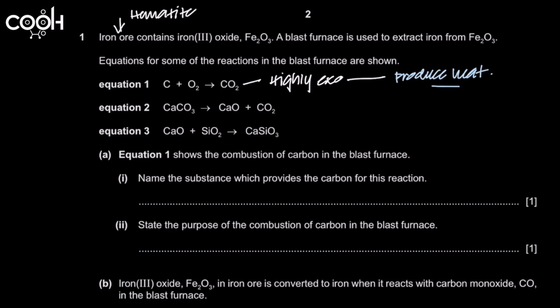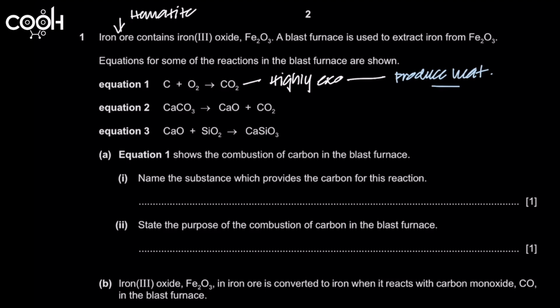And why do we need to produce a lot of heat? Because we want to thermally decompose this calcium carbonate into calcium oxide and carbon dioxide. You know that thermal decomposition is the breakdown of substances by providing heat. So where does this heat come from? It comes from this equation number 1. So this equation produces the heat, which is used by this calcium carbonate to thermally decompose into calcium oxide and carbon dioxide.